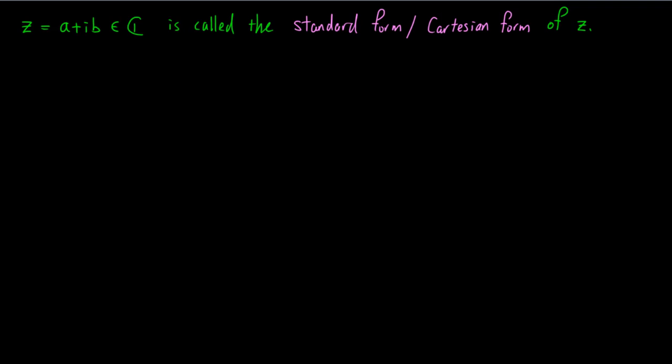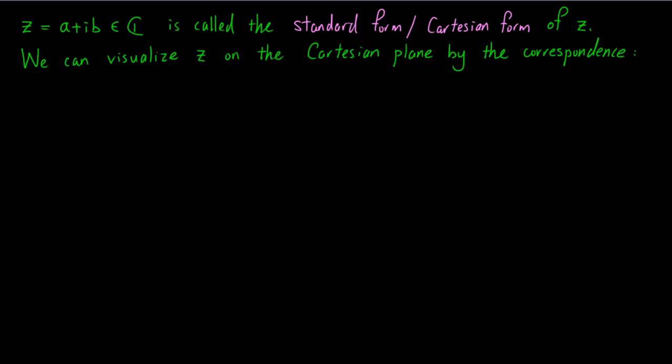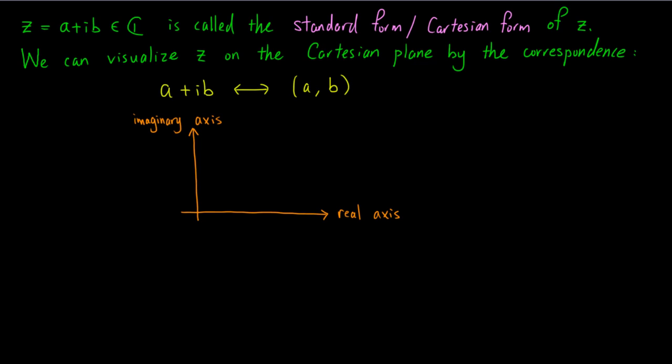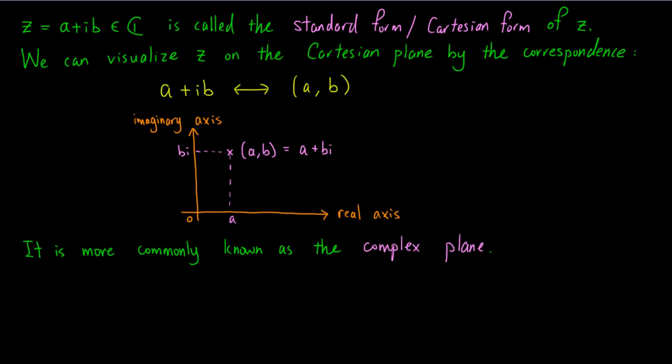A complex number z, written in the form a + ib, where a and b are real numbers, is said to be in the standard form or the Cartesian form. This is because we can visualize z on the Cartesian plane by corresponding a + ib to (a, b). In this case, the horizontal axis is called the real axis, and the vertical axis is called the imaginary axis. This is more commonly known as the complex plane.